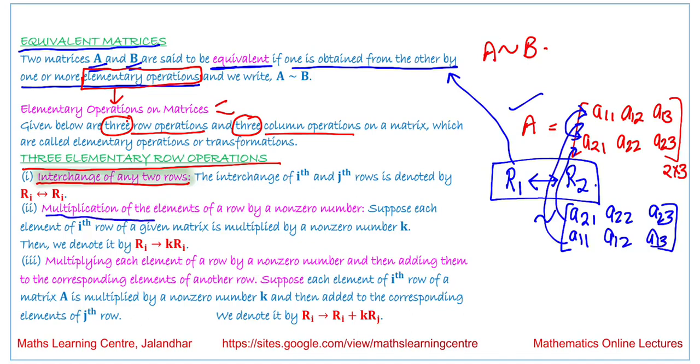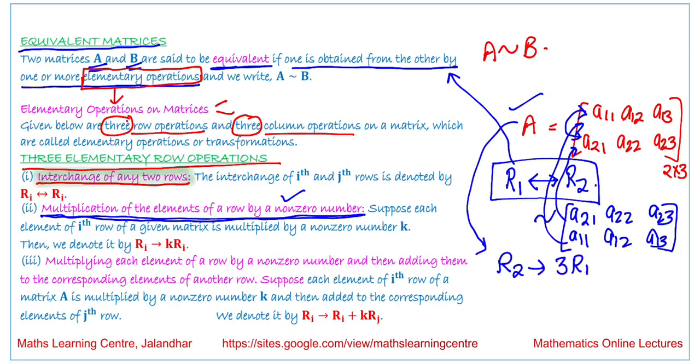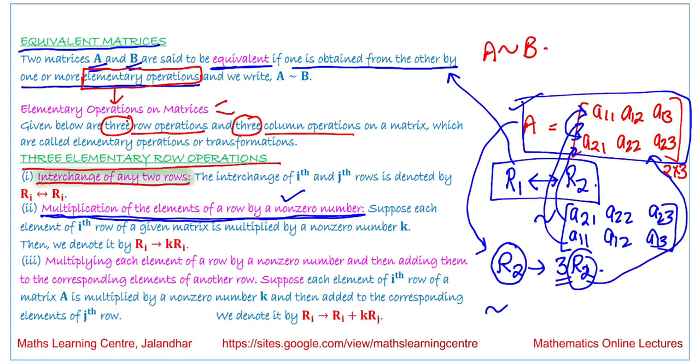Next is multiplication of the elements of a row by a non-zero number. This is also an elementary operation. If this matrix A is given, we write R2 approaches 3 times R2. It is important to note how we write this. The new equivalent matrix is obtained by doing the operation 3 times row 2 on the previous matrix. So the matrix we obtain will be of the form A11, A12, A13, 3 times A21, 3 times A22, 3 times A23.